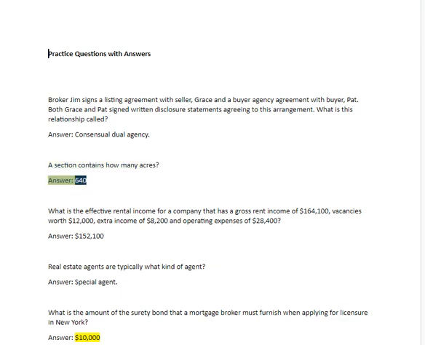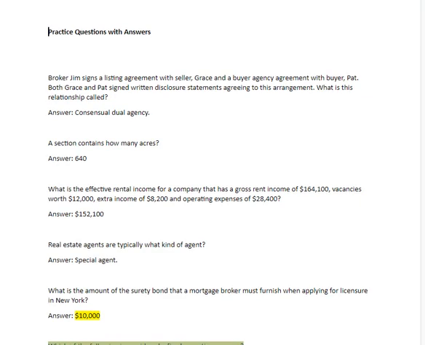Answer: 640. What is the effective rental income for a company that has a gross rent income of $164,100, vacancies worth $12,000, extra income of $8,200 and operating expenses of $28,400? Answer: $152,100. Real estate agents are typically what kind of agent? Answer: special agent. What is the amount of the surety bond that a mortgage broker must furnish when applying for licensure in New York? Answer: $10,000.